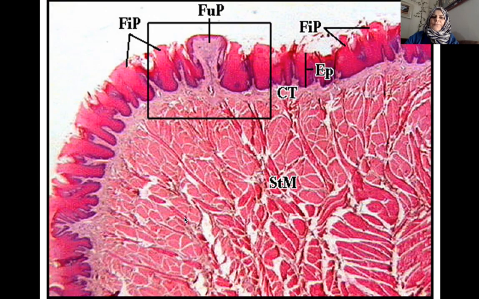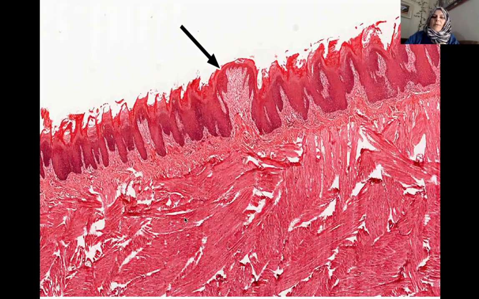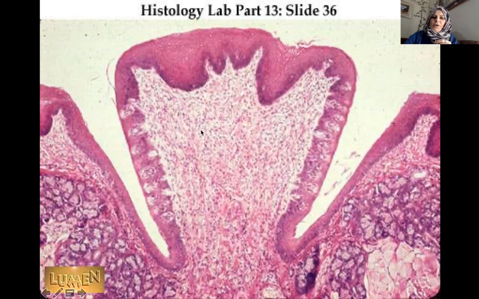Another view, exactly like the slide we have in the lab. Within the filiform papillae you will find mushroom-like structures, which are the fungiform papillae. See how they are pointed out: all of these are filiform papillae, and then suddenly the fungiform papillae appear. This is a very beautiful view of the circumvallate papillae.